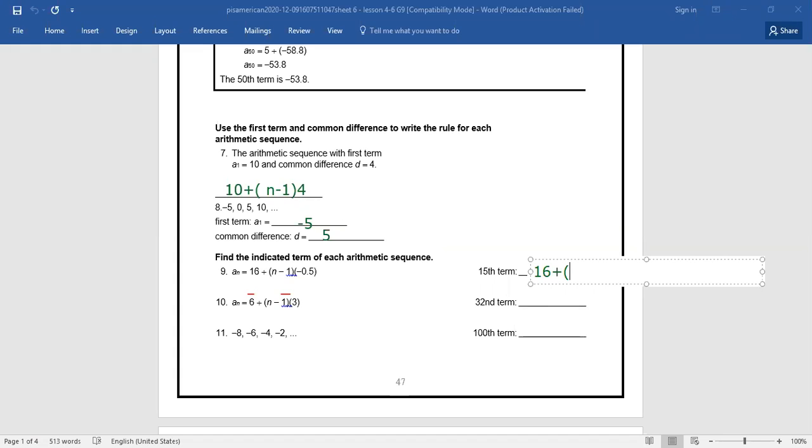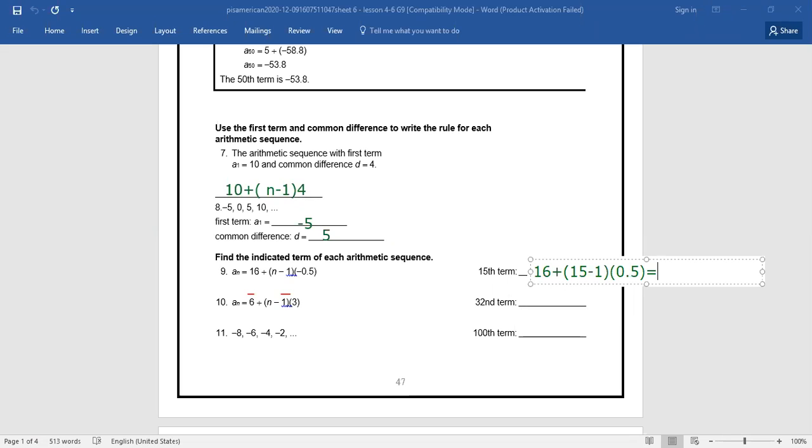In place of n, he is looking for the 15th term, right? And we said n denotes the order of the term which you are looking for. Then it will be 15 minus 1, and then multiply by negative 0.5. It will be equal 9.